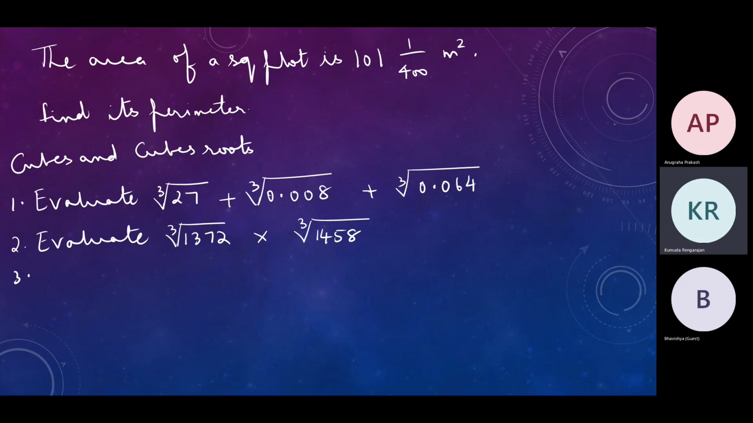Are you ready with the answer to the first one? Yes, ma'am. What's the side of the square plot? Ma'am, I have found the area. Okay, you just tell me what answer you've got. Ma'am, 10 1 by 20. 10 1 by 20 is the side of the square plot, right? Yes, ma'am. Correct.